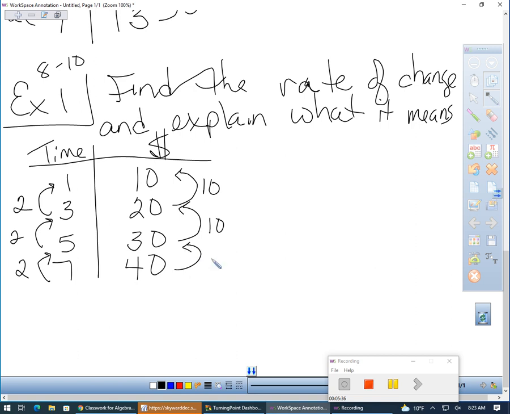So can you help me out? What exactly is our rate of change here? Good. So our change in y is 10. Our change in x is 2, which equals 5. Now, I need to know what that means. It means something.